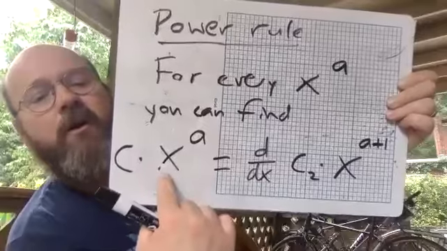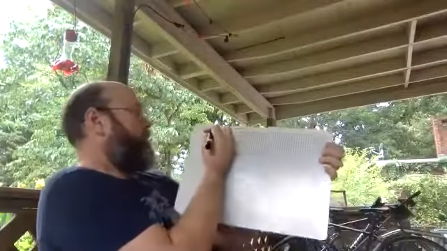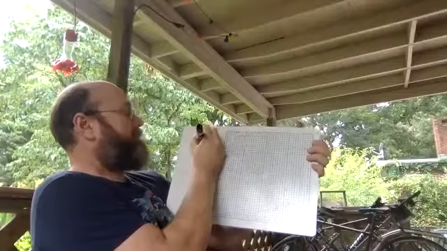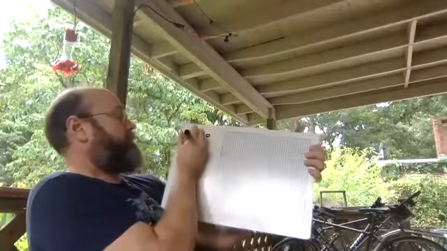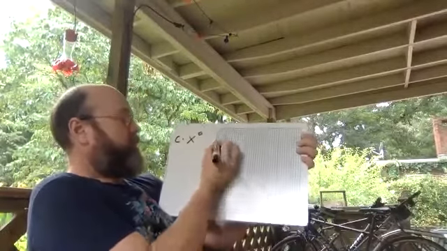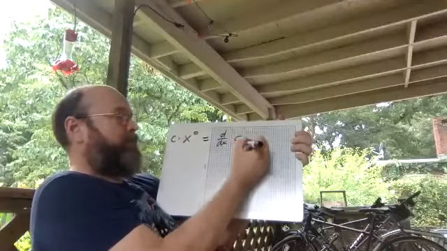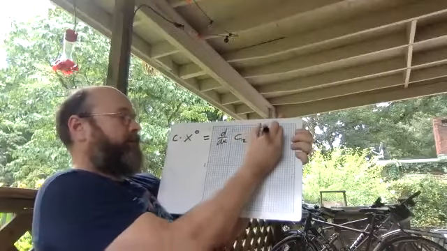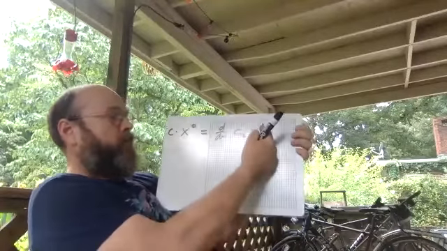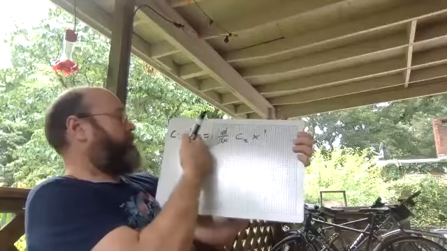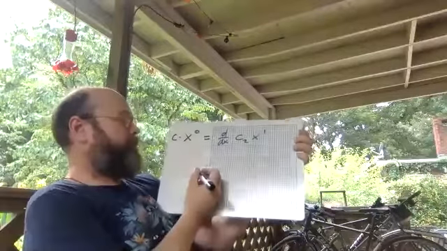Well, is that true for all powers? Let's think about it again. Certainly if we want to get x to the 0 times some constant, we can get that by taking the derivative of some other constant, we'll call it C2, times x to the 1, right? The 1 power comes down in front, it drops down. In this case, the constants are the same.